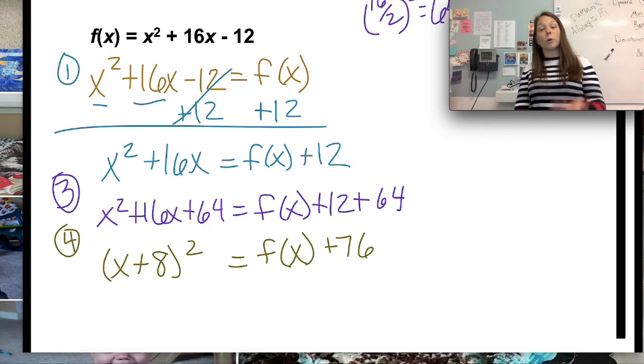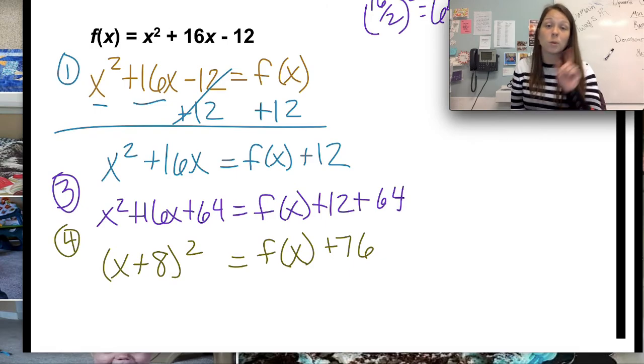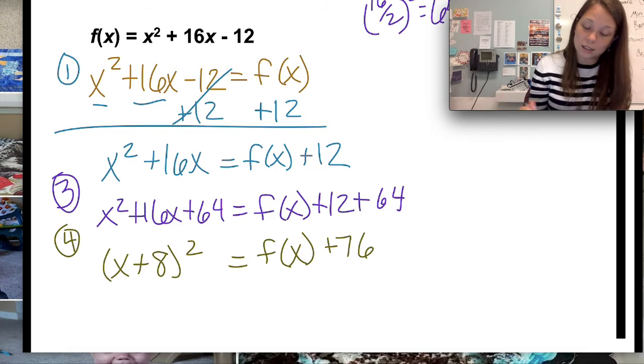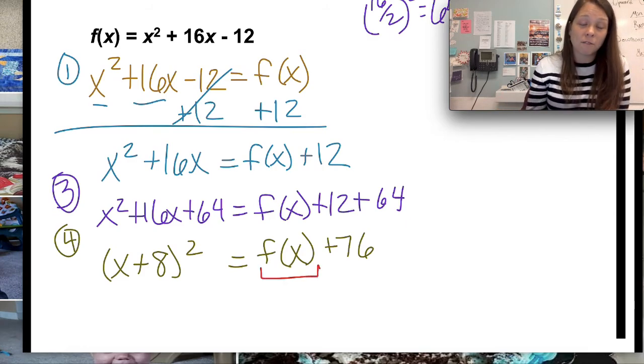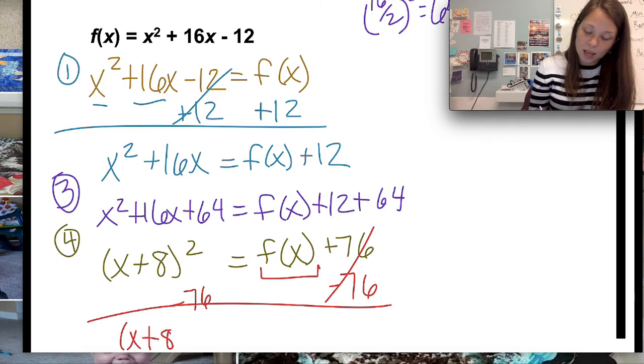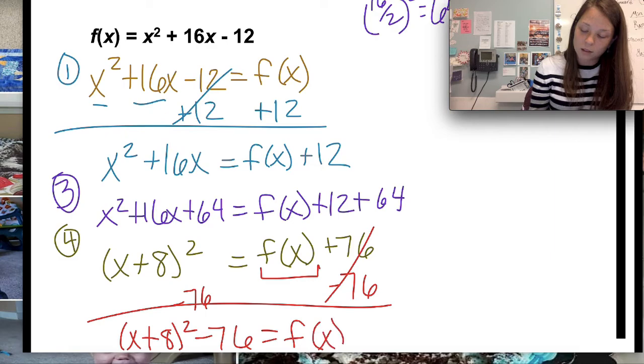Now normally we would go through and continue solving for x, but the goal is not to solve for x. The goal is to put this in vertex form. So what I need to do next is I'm going to break away from my completing the square process, and I'm going to resolve this for f of x. So I need to get rid of the 76, and I'm going to subtract it over. That'll leave me with x plus 8 quantity squared minus 76 equals f of x.